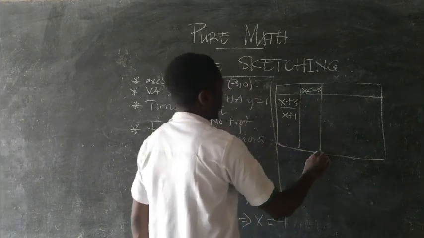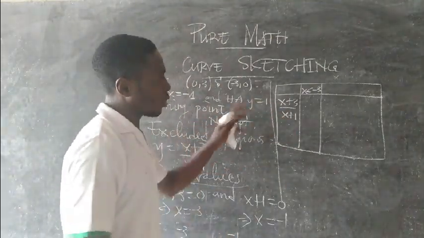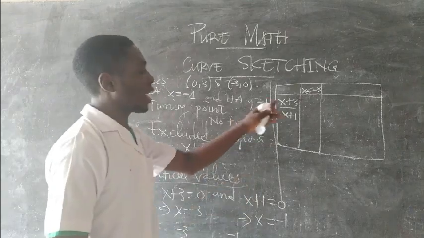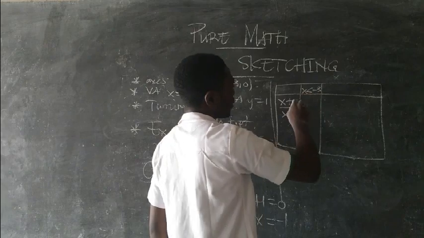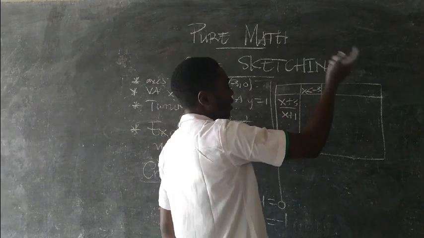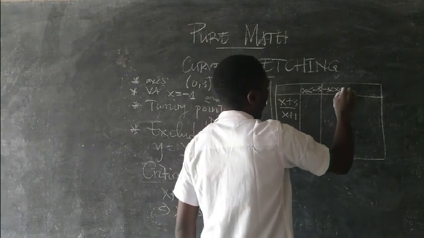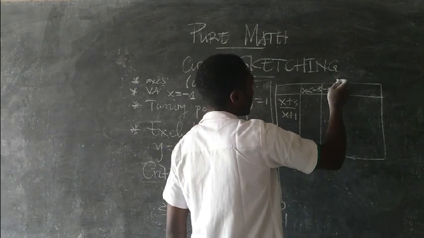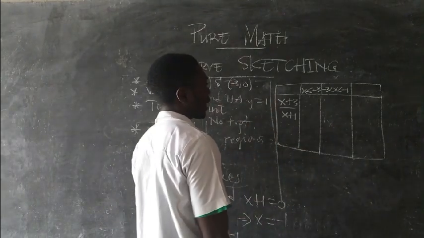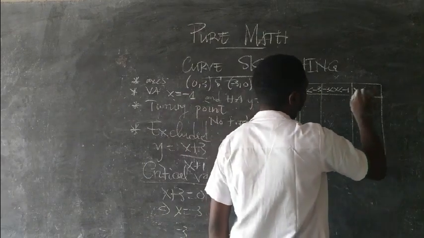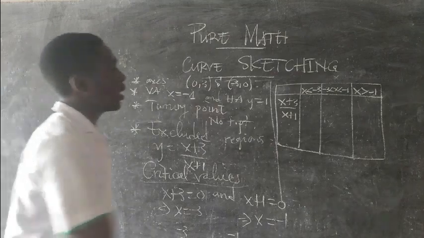And then here we are going to have x less than negative 3. If there are 3 values, you are going to have about 4 columns. If there are two values, you have 3 columns, like what we have here now. So x less than negative 3, you create their inequalities. For x less than negative 3, where does the graph lie? That's what we're asking. In between negative 3 and negative 1, where does the graph lie? That's the question we're asking. And above negative 1, x greater than negative 1, where does the graph lie? That's what we're asking.